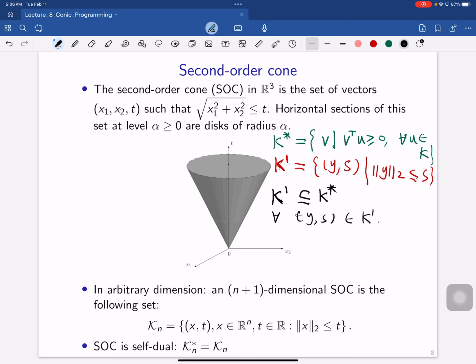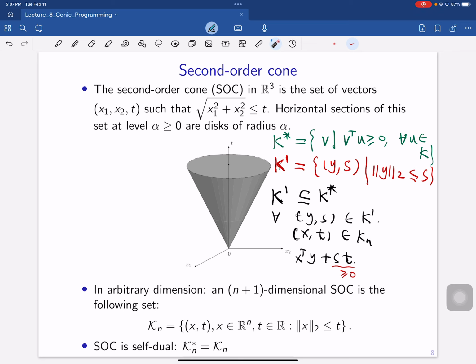And then let's pick any arbitrary point x and t in this Kn we defined below. This is without loss of generality; you pick any arbitrary point from this cone. Now let's consider the inner product of these two vectors, because we need to show their inner product has to be greater than or equal to 0. That is nothing but x transpose y plus s times t. We know that s and t must be greater than or equal to 0, since s is greater than or equal to the 2 norm of y, and t is greater than or equal to the 2 norm of x. So it is trivial that this term is greater than or equal to 0.